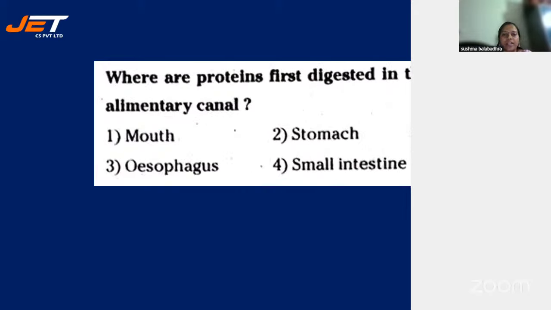Where are the proteins first digested in the alimentary canal?